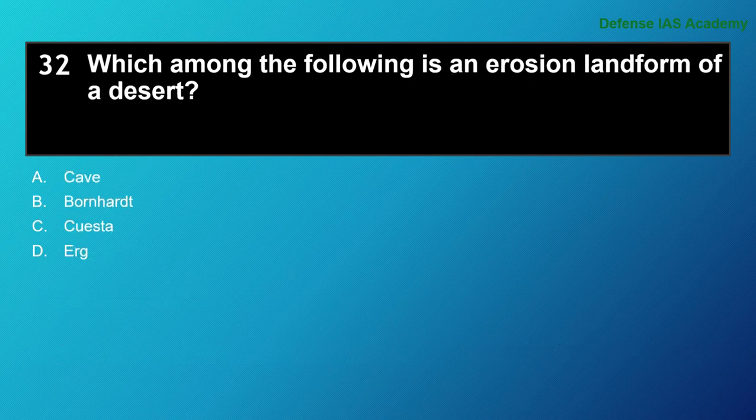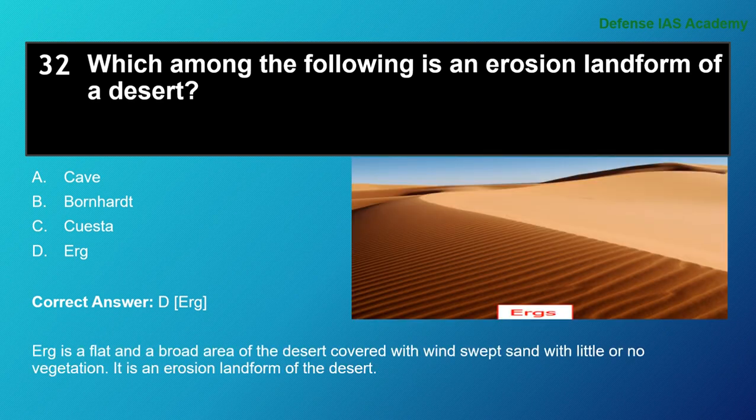Which of the following is an erosion landform of desert? The answer is option D, erg. Erg is a flat and broad area of the desert covered with wind-swept sand with little or no vegetation. It is an erosion landform of the desert.